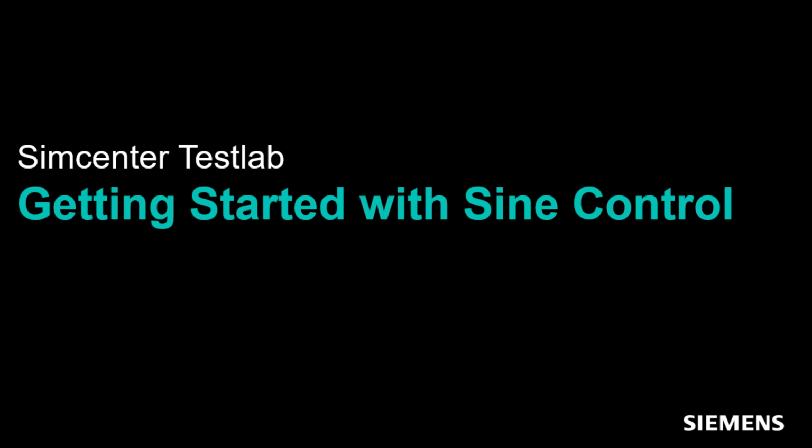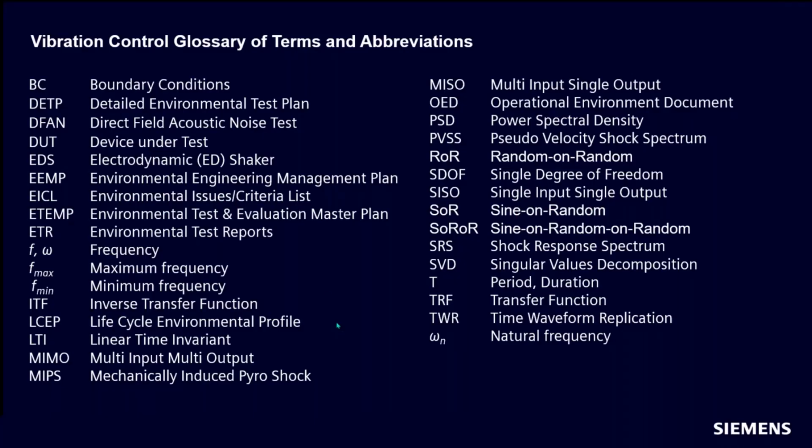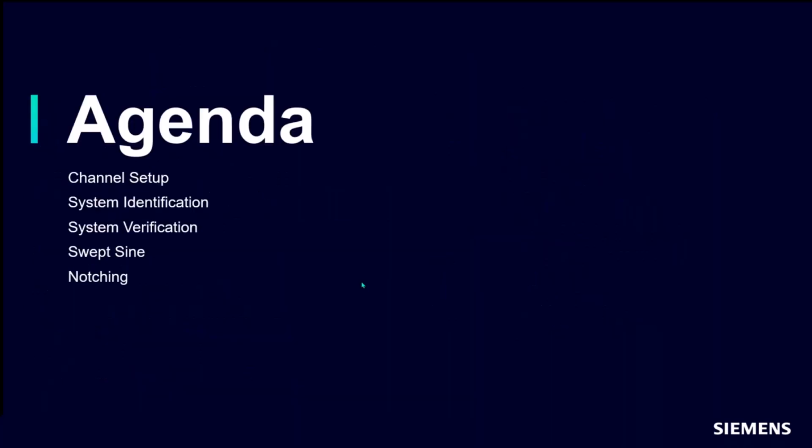So today we're going to talk about sine control. I have a table here with all the acronyms that I sometimes use in presentations, so you can translate any alphabet soup that comes out of my mouth. We're going to go through the basics of setting up a swept sine test, and then maybe talk about a little bit of advanced stuff. We're going to go through channel setup, system identification and system verification, then the swept sine test run, and then we'll talk a little bit about notching.